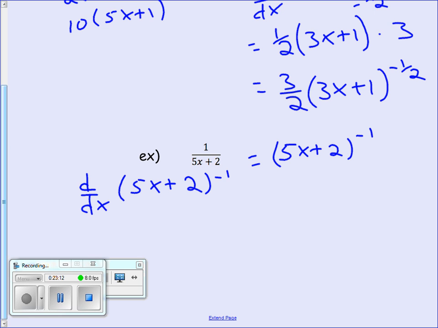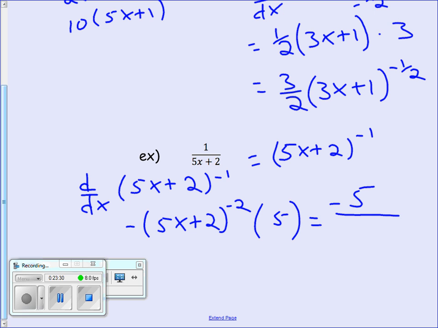Okay, let's do it. Power rule. Let's do the power rule part. Now it's negative 1 times 5x plus 2 to the negative 2, and then multiply by 5. Great. And if you wanted to simplify, that could simplify to negative 5 over (5x plus 2) squared.